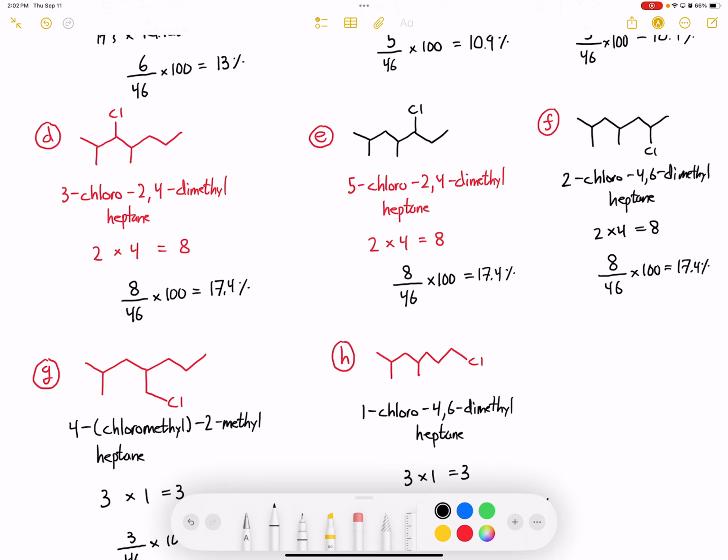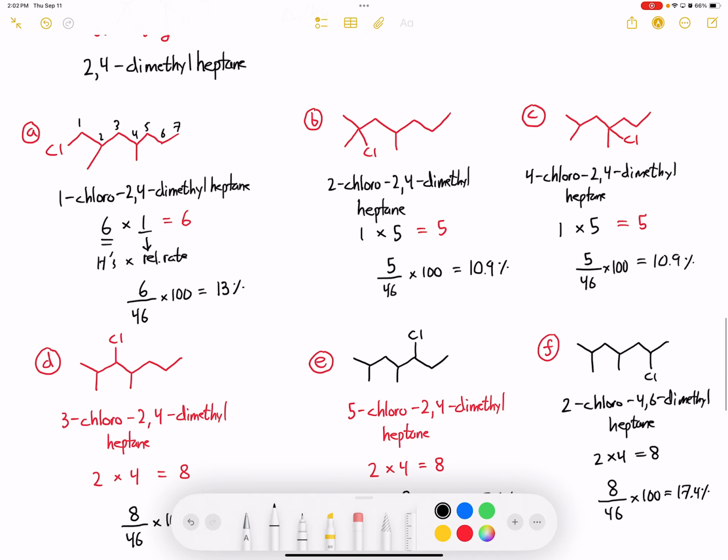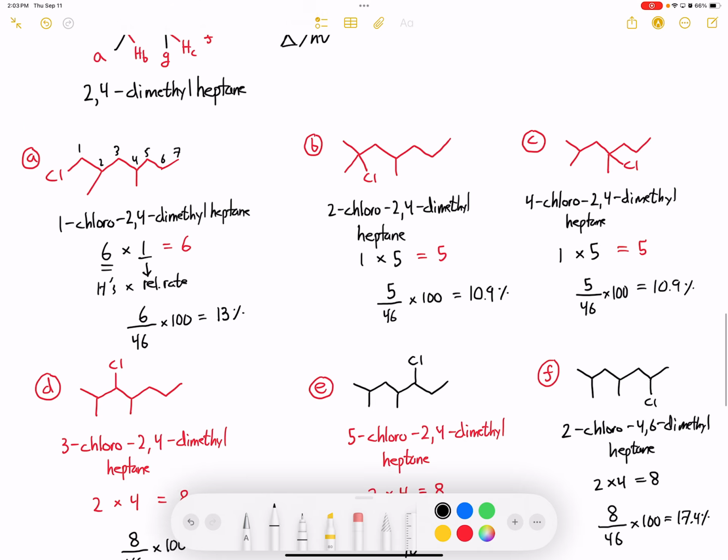But each of those are only 2 out of the 4, however many hydrogens there are here, okay? And so they're not a big percentage of your product. They're only 17.4%. So you got a very wide distribution of products, a big mixture. So not super useful for this type of reaction, for halogenation, okay?